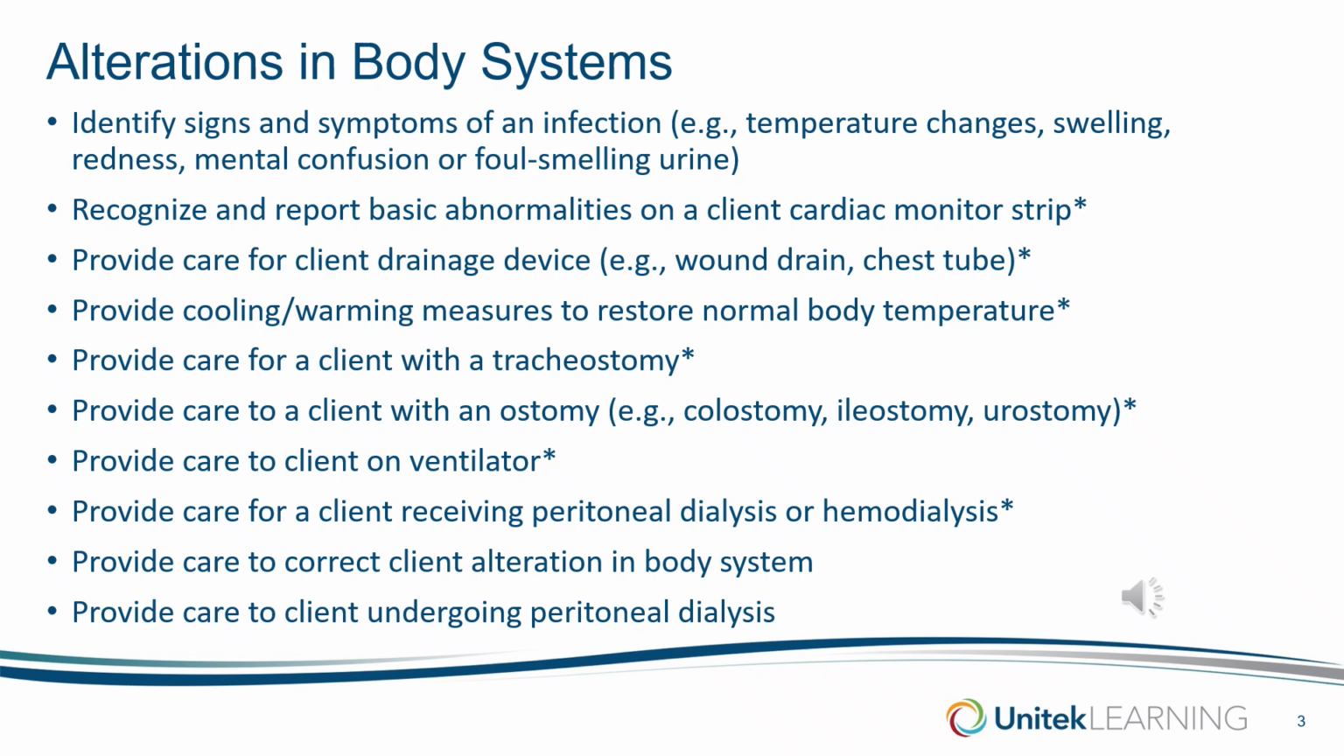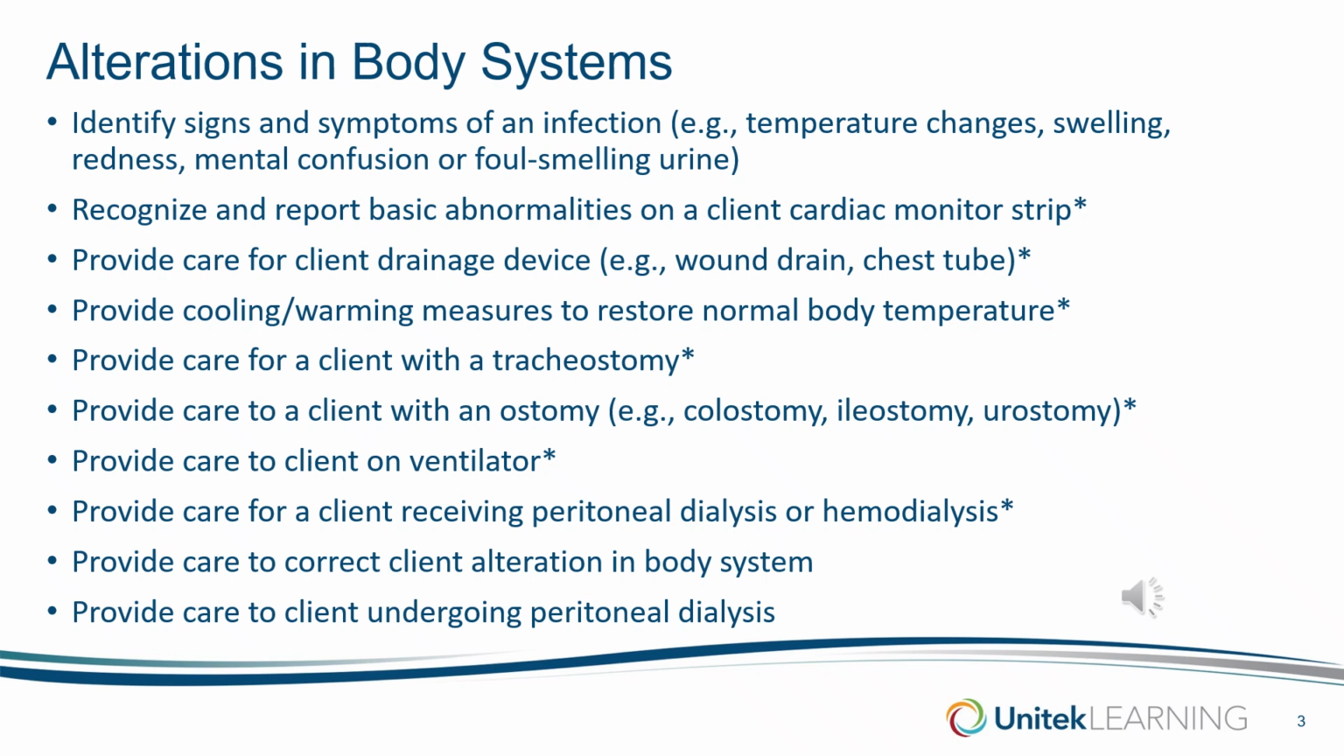Our first subsection under physiological adaptation is alterations in body systems. This is a very large subsection. It has very specific bulleted information that will help guide you with what to review in preparation for the NCLEX and items in this category. You must know signs of infection, such as elevated temperature, redness, swelling, altered mental status, and foul-smelling urine. These are early clues that the immune system is responding to a potential alteration.